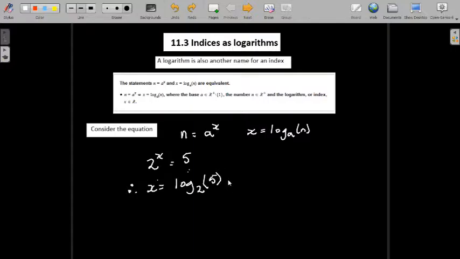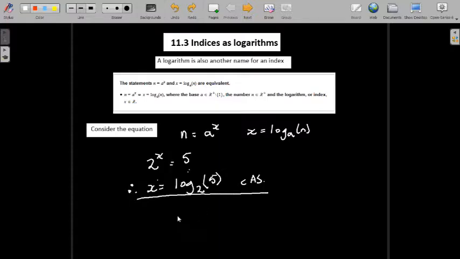So this is irrational. The power of 2 that gives the number 5 is not rational. A decimal approximation for the logarithm can be obtained using a calculator. Okay, so I can work out what that actual answer is. Not all expressions containing logarithms are irrational, sorry.